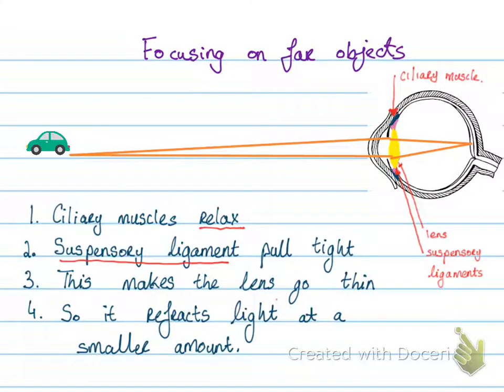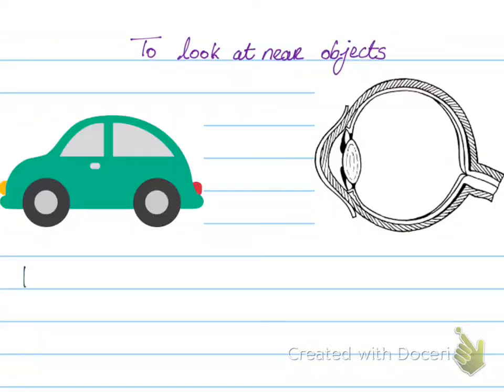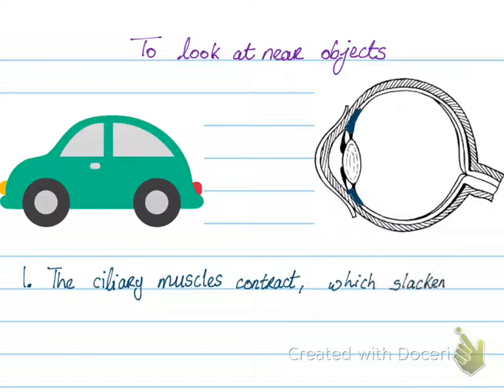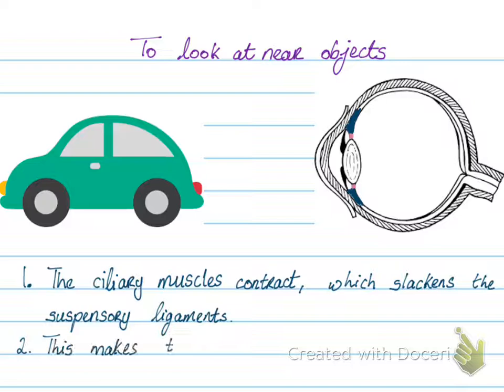So a key point here is that for focusing on faraway objects, the ciliary muscles relax, so suspensory ligaments pull tight, and the lens goes thinner in shape. So how do we look at objects that are near to us? Here, the ciliary muscles contract, which slackens the suspensory ligaments. As you can see, compared to the previous diagrams, you see a lot less of the suspensory ligaments because they've slackened. This makes the lens become more curved.